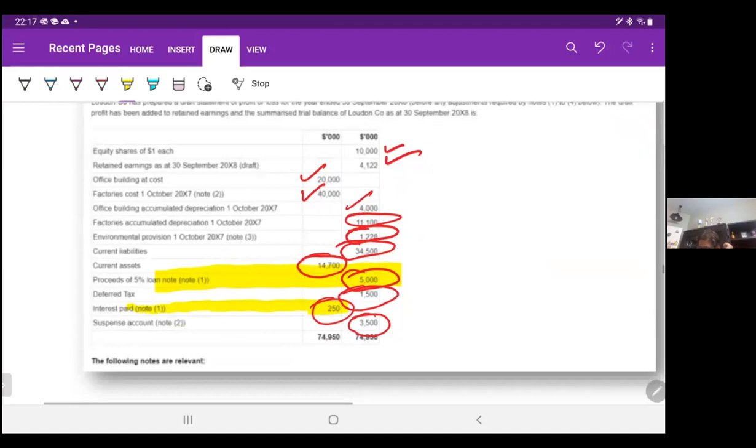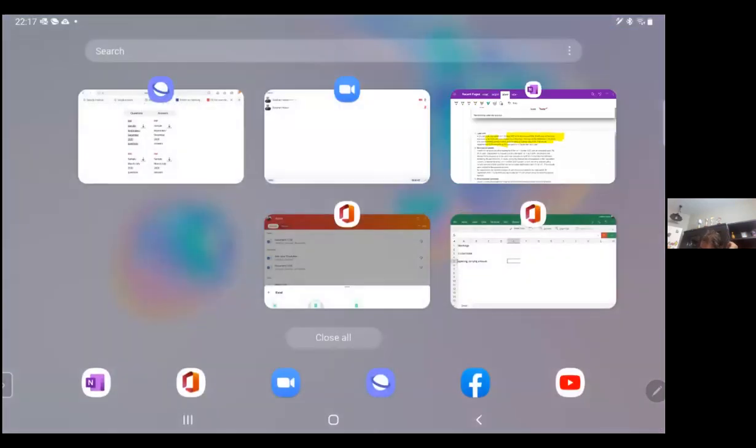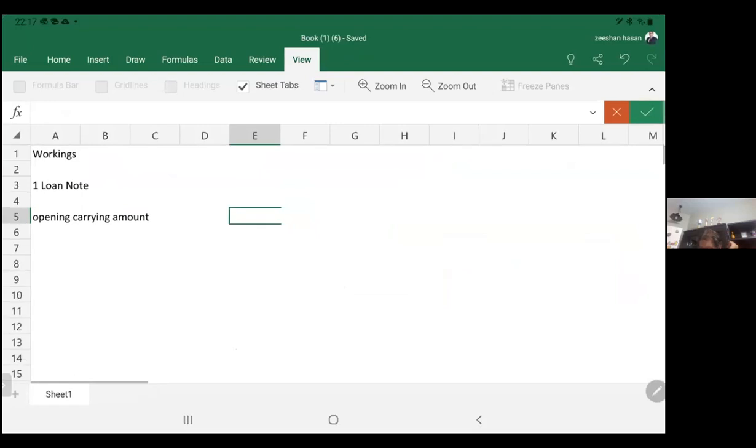Okay. Now let us go back to the first adjustment. The 5% loan note was issued on 1st October X5 at a face value of 5 million. Direct cost of the issue amounted to 0.125 million, that is 125,000, and was charged to profit or loss. The loan will be redeemed in 5 years' time at a substantial premium, which gives an effective interest rate of 8%. The annual repayment is 250,000, 5 million into 5%, paid on 30th September each year. Now let's dive into the Excel sheet.